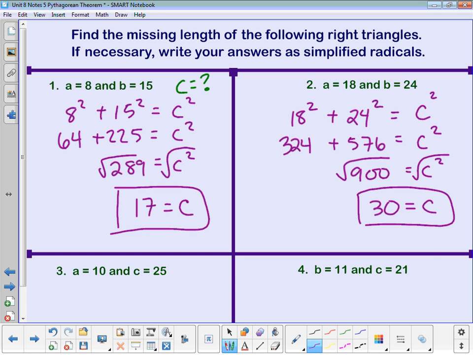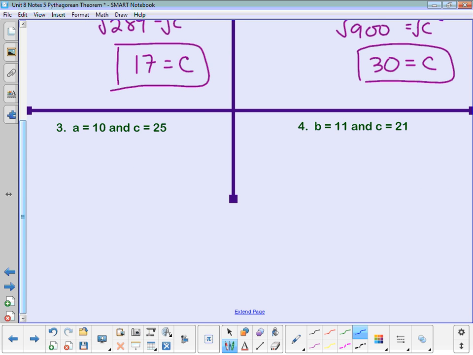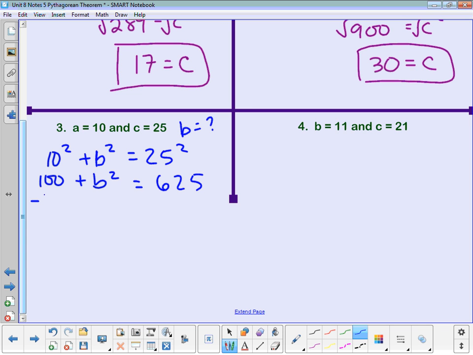Okay, so let's take a look at number 3. In number 3, I have a and c now. A and c is what I'm looking at, so I'm missing b. That's my question there. So if I put this into the Pythagorean theorem, that means I have 10 squared plus b squared is equal to 25 squared. When I solve for that, 10 squared is 100. 25 squared is 625. And then I can subtract the 100, leaving me with b squared equals 525.